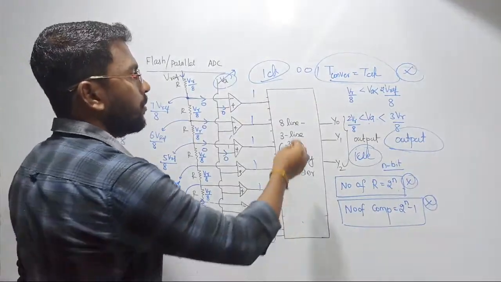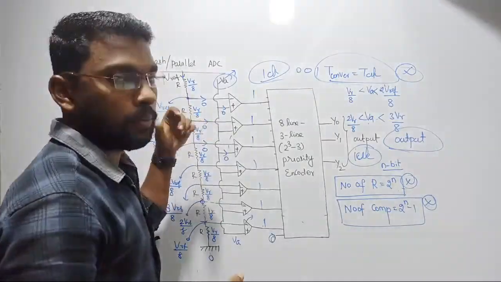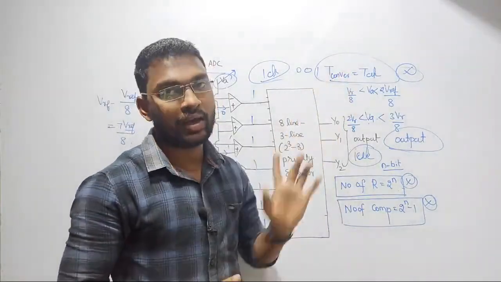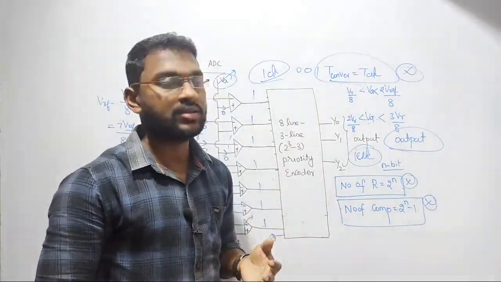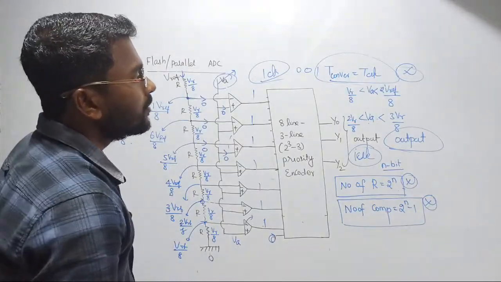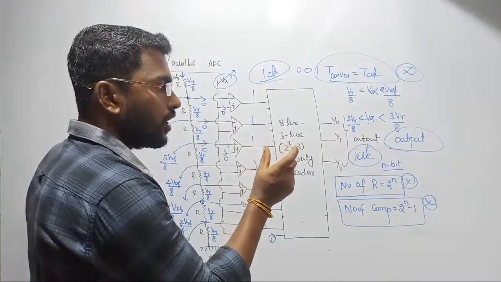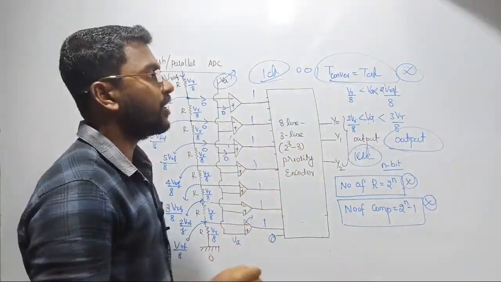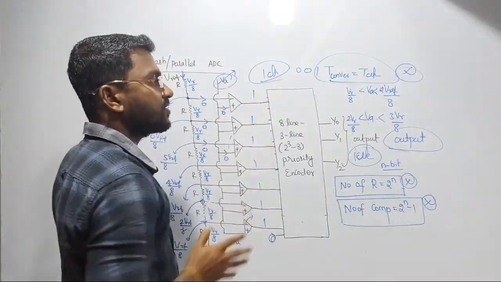The conversion time of the parallel or flash type of ADC is T clock. Only T clock. It does not depend on the number of bits, and it does not depend on the input voltage. It's simply one clock. It only depends on the clock period that we are applying. That's all, there is nothing more to discuss here.